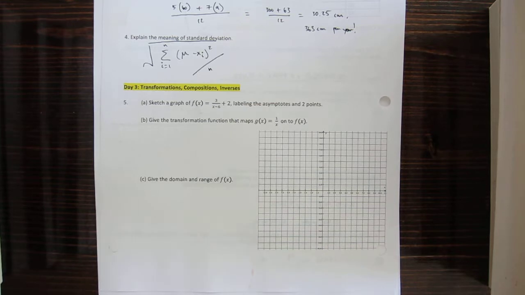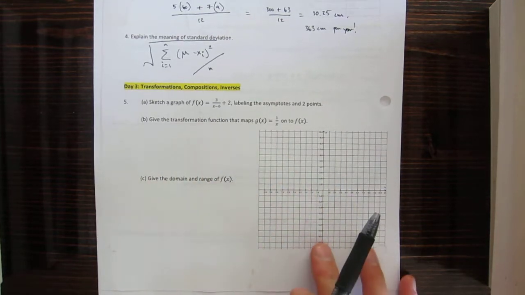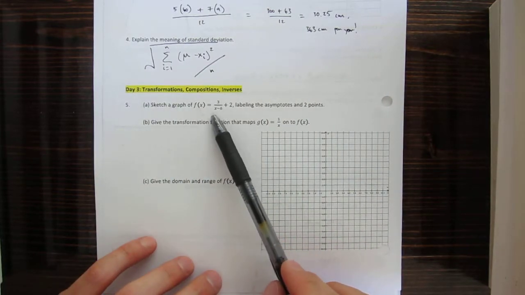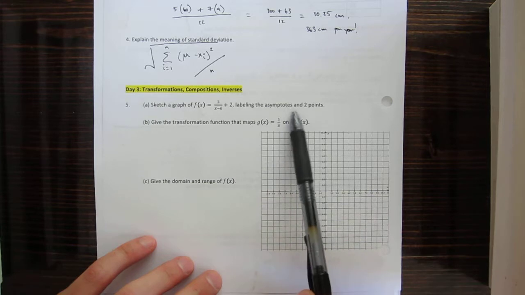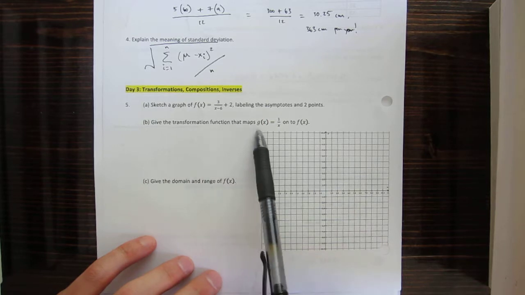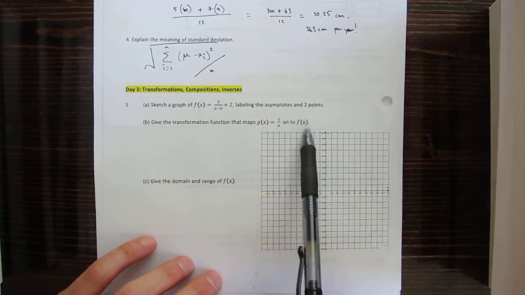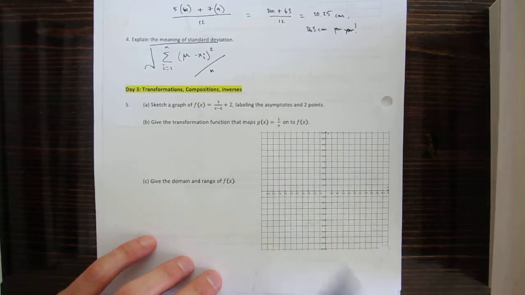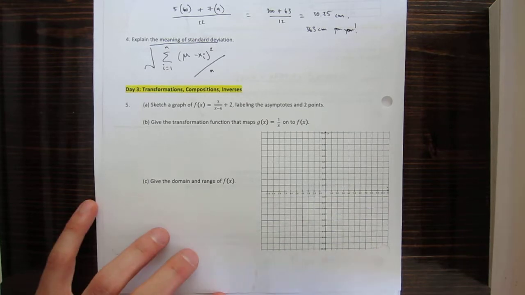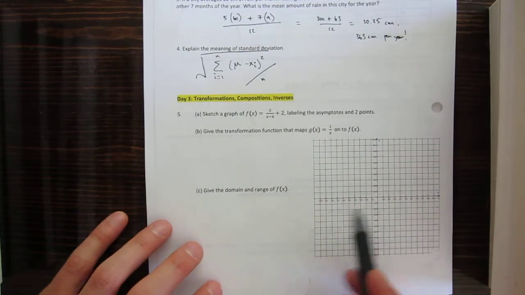Okay, so we're moving on to day 3, having looked at day 1 and 2: transformations, compositions, and inverses. This question says, sketch a graph of f of x equals 3 over x minus 6 plus 2, labeling the asymptotes and 2 points. And then it says, give the transformation function that maps g of x equals 1 over x onto f of x, and give the domain and range of f of x. I think actually finding the transformation function first might be a good decision, and then we can sketch.